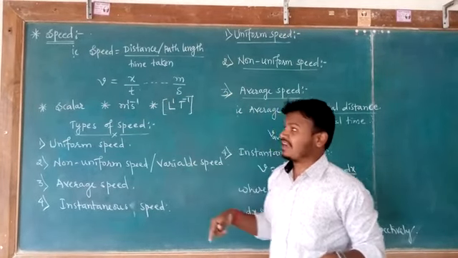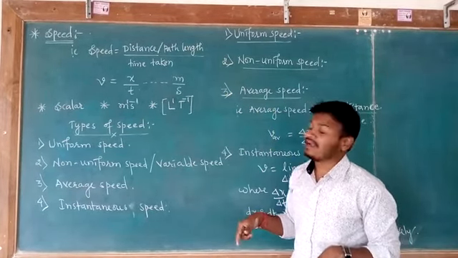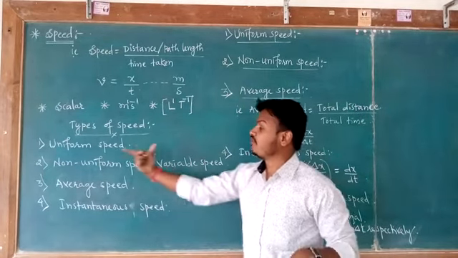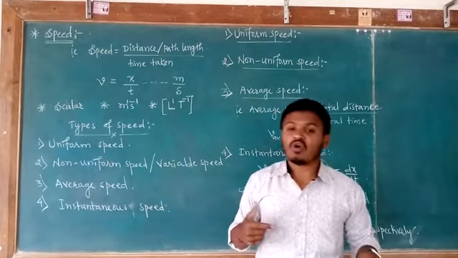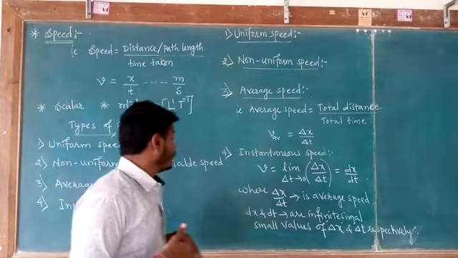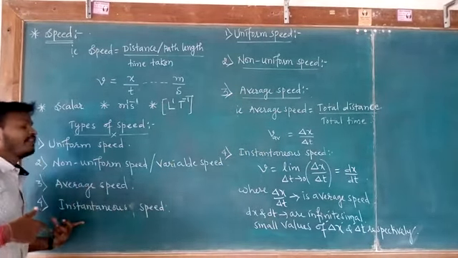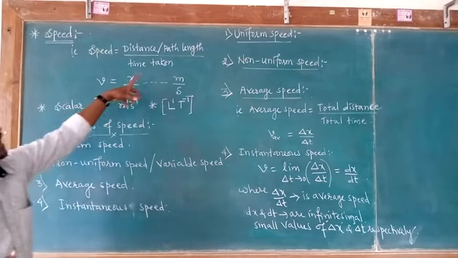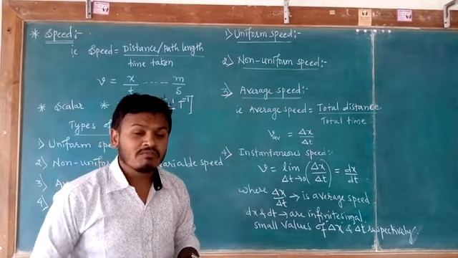The same way, the next content is the types of speed. Speed can be classified into 4 types. Simply they are: the first one is uniform speed, the second one is non-uniform or variable speed, the third one is average speed, and the last kind of speed is instantaneous speed. See, the first type of speed is uniform speed.